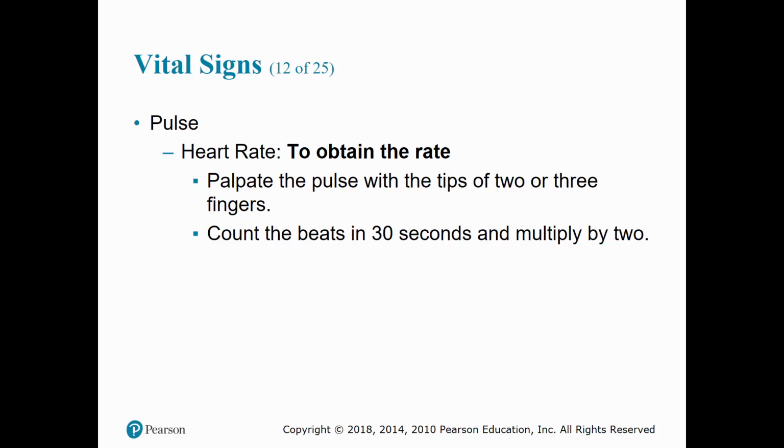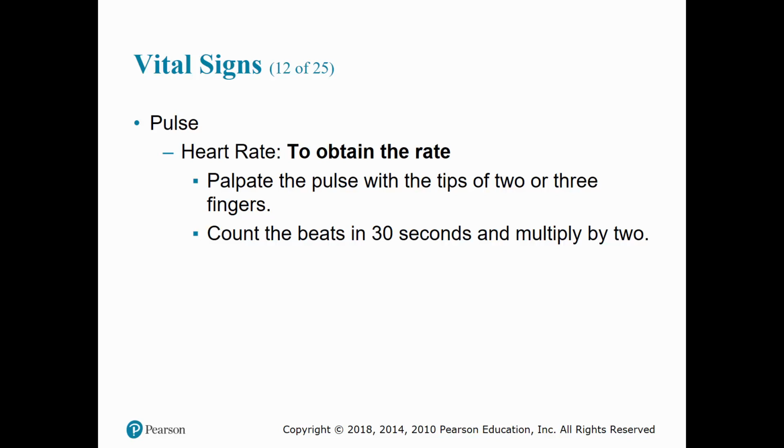To obtain a pulse, you want to first locate the pulse. Your patient should either be sitting or lying down. You want to use the tips of 2 to 3 fingers, but do not use your thumb because it has a pulse of its own. Palpate the artery and count the number of beats in a 15 to 30 second period, then multiply by 2 for 30 seconds or 4 for 15 seconds.